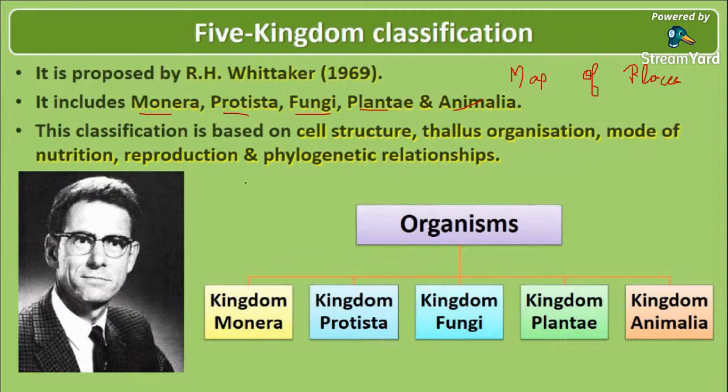So this classification was based on, very important, what were the criteria? Yes, a question for both boards and NEET examination. What are the criteria that Whittaker used for his five kingdom system of classification? Whittaker used certain criteria like cell structure, thallus organization, mode of nutrition, mode of reproduction, and phylogenetic relationship. These were the different criteria that Whittaker used for his system of classification.